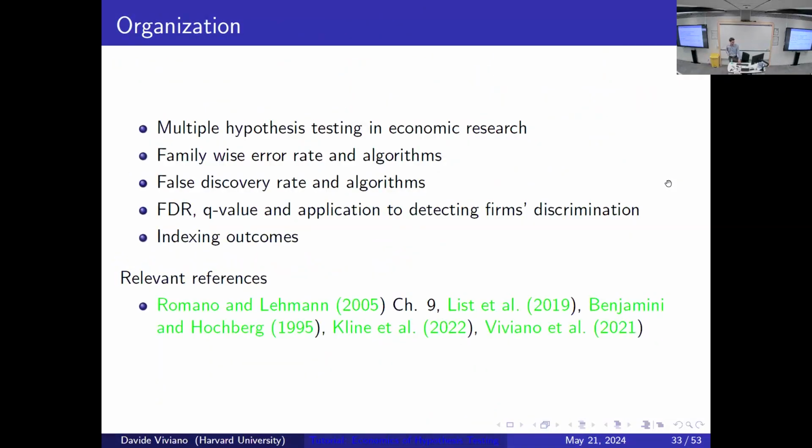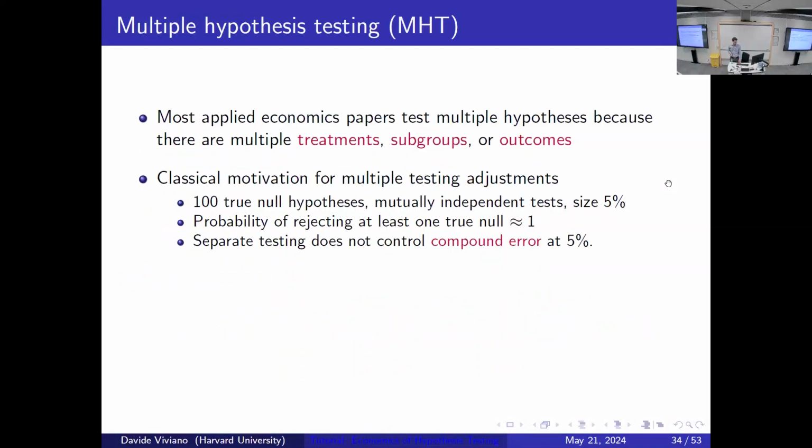So let me conclude with a short discussion about multiple hypothesis testing. Let me just mention that we may move away from the single hypothesis testing procedure, and we can think about multiple hypothesis testing when we want to consider multiple treatment subgroups or multiple outcomes. There is some underlying consensus that if I'm testing multiple hypotheses, then maybe I want to adjust inference because of that. For instance, suppose that I have 100 true null hypotheses and I run 100 independent tests, each of size 5%. Now the probability of rejecting at least one true null is going to be approximately 1.